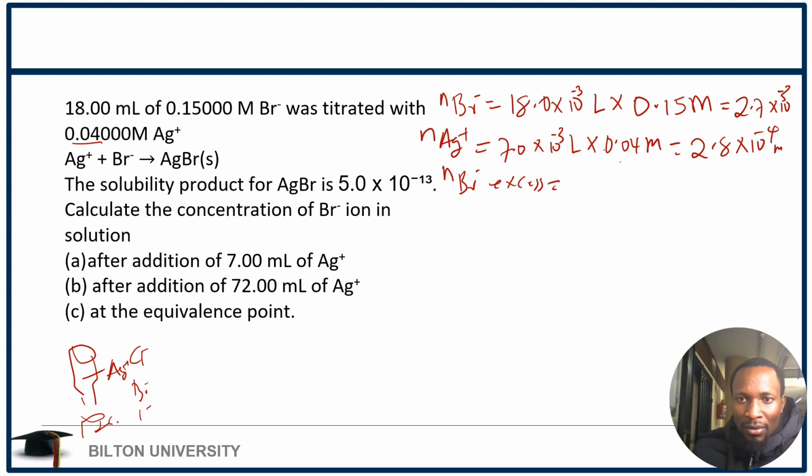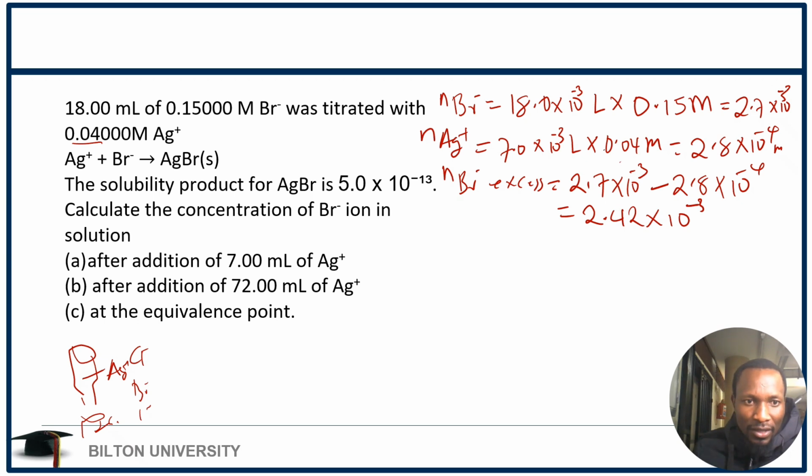So that's going to be the moles of bromide ion, which is 2.7 times 10 to the power minus 3, minus the moles of silver ions, which is 2.8 times 10 to the power minus 4, so that we know how many moles of bromide ions did not react with the silver ions. So that will give us total moles of 2.42 times 10 to the power minus 3 moles. So these are the moles of the bromide ions that did not react with the silver ions.